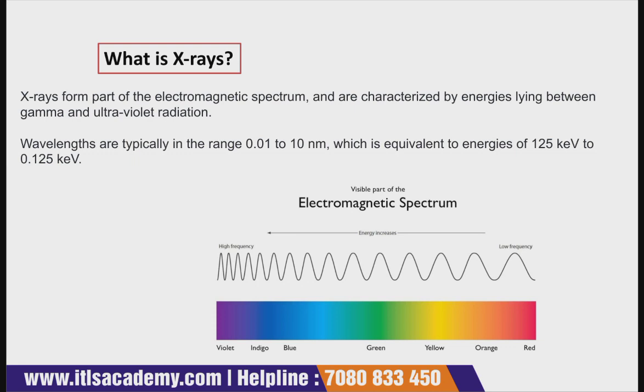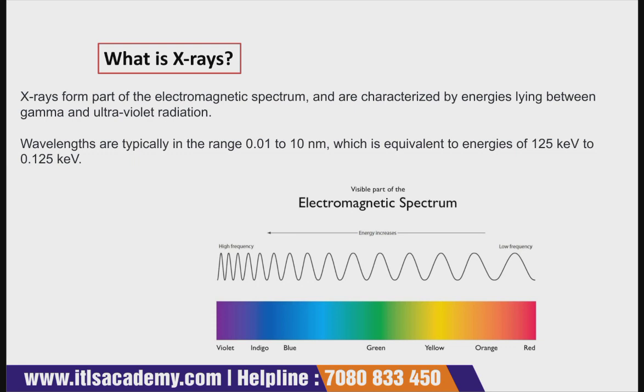X-rays form part of the electromagnetic spectrum and are characterized by energies lying between gamma and ultraviolet radiation. Wavelengths are typically in the range of 0.01 to 10 nm, which is equivalent to energies of 125 keV to 0.125 keV. As you can see, this is the electromagnetic spectrum, and X-rays are a part of it.